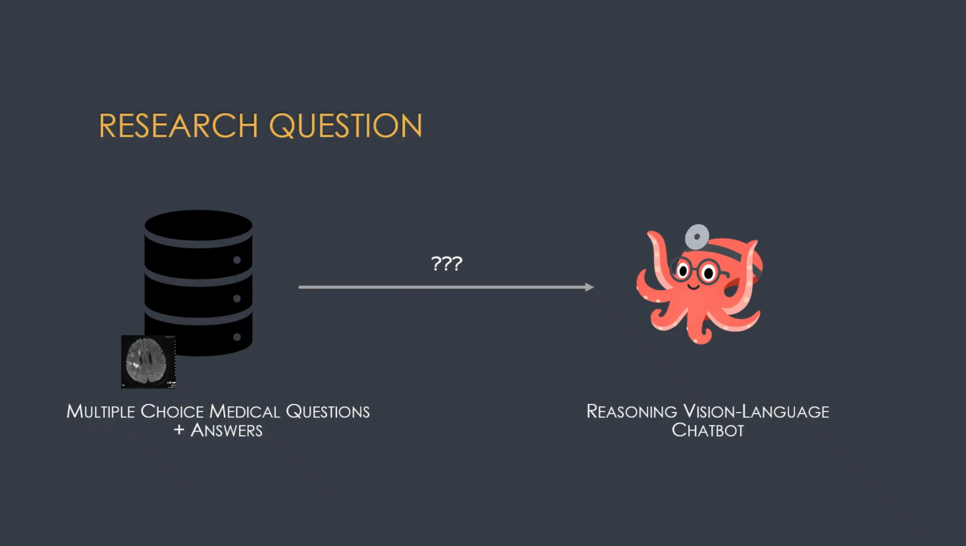At a high level, the problem looks like this. We have a large collection of multiple choice medical questions. Some are text only, or some have an accompanying medical image like an X-ray, CT, or MRI, and we want to train a vision language chatbot that can reason through these questions and produce the correct answer. So the research question here is, how exactly can we get from this raw data on the left to a strong reasoning model on the right?